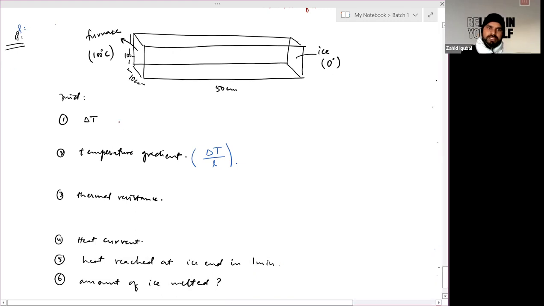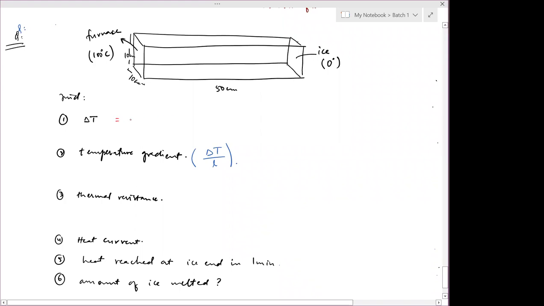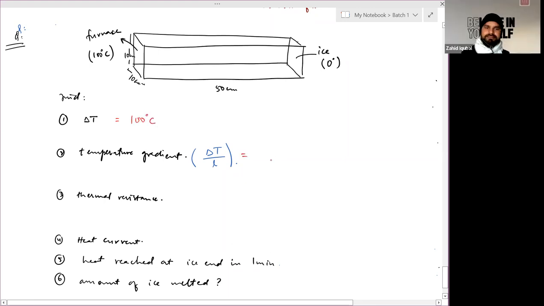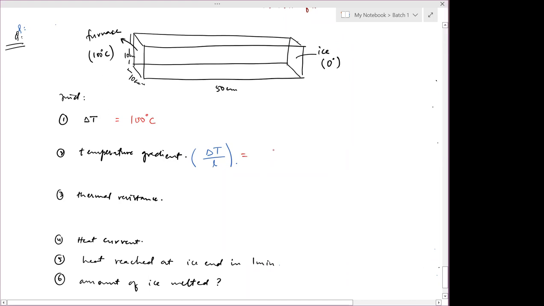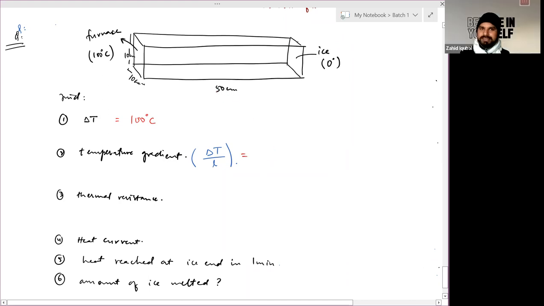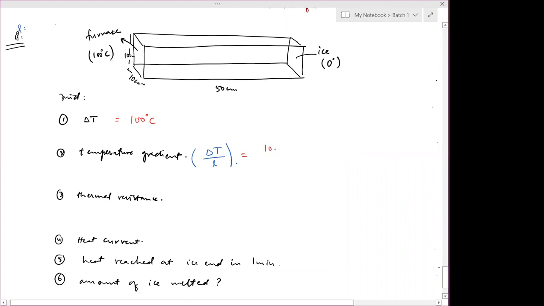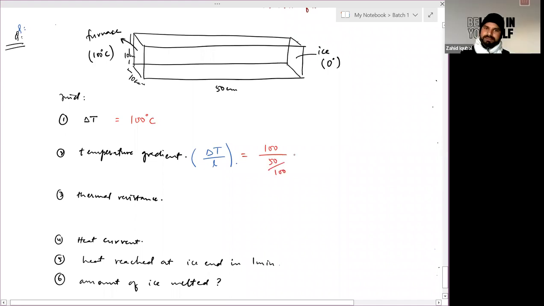Hamza, just tell me first answer. Sir, 100. Good. Second one. Sir, 2. Since this particular length is in centimeters, you have to first convert into meter. So 100 divided by 50 centimeter divided by 100. So it will become 200 degrees Celsius per meter.